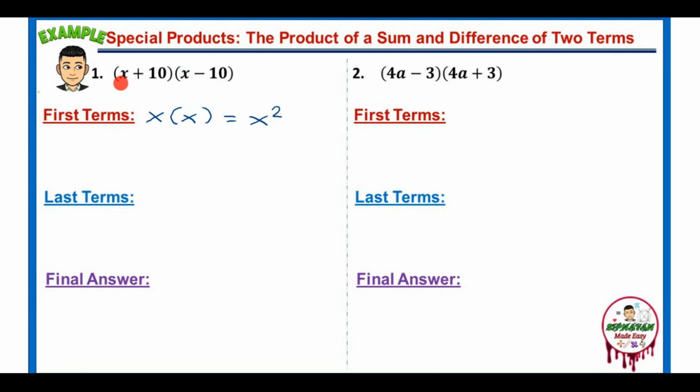In x plus 10, the last term is 10. In x minus 10, the last term is negative 10. Multiplying positive 10 by negative 10, we have negative 100. To obtain our final answer, we have to combine x squared and negative 100. Since they are unlike terms, we're going to write them as they are. Therefore, the final answer is x squared minus 100.